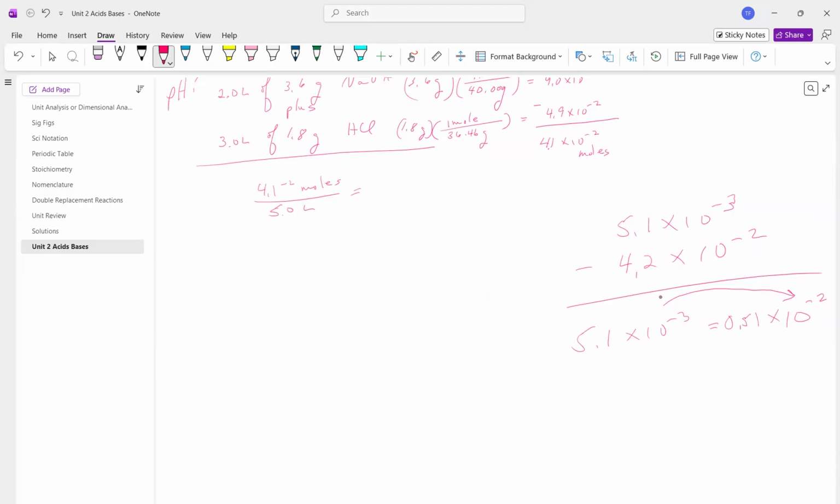Does that turn into -3? No. -2 means we go over 2 places, -3, we go over 3 places. So if we go from a -3 to a -2, that means we're multiplying that by 10. Wait, but when you put 0.51, that turns that one to times 10 to the -3, right? That turns it to negative, so you could subtract. Is that the idea?